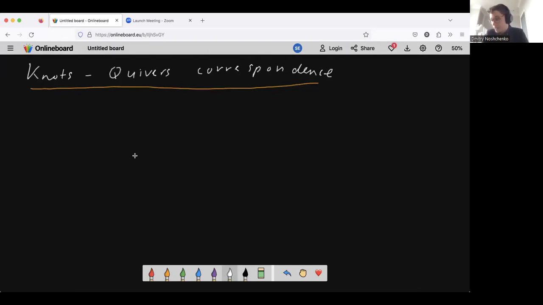Just a quick recap. This correspondence could be formulated at least on two levels. The first is more like a computational level. On one side we have some knot, so let's draw, for example, a trefoil knot. And on the other side, it relates to some symmetric quiver. In particular, I can already draw the answer for the trefoil knot, which has three nodes with 0, 2, and 3 loops accordingly. And there are some connections between them.